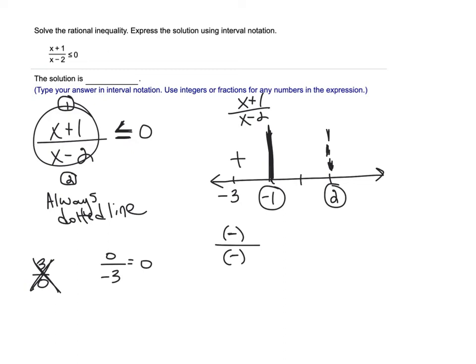All right. Same thing between negative 1 and 2. We'll pick 0, which is nice and easy. So let's plug 0 in. 0 plus 1 is positive 1, and 0 minus 2 is negative 2. A positive divided by a negative is a negative.